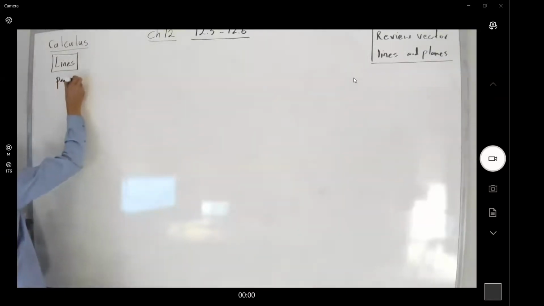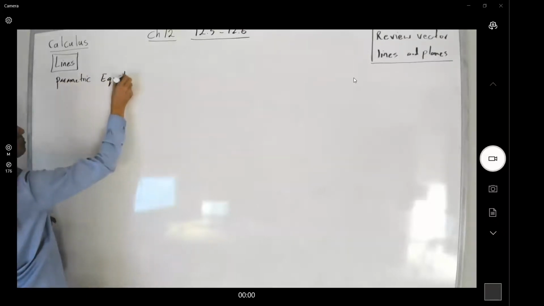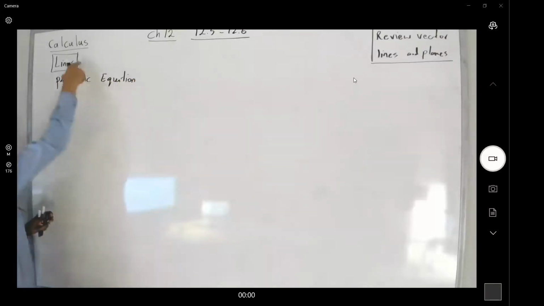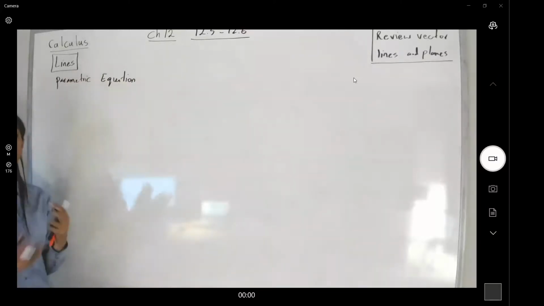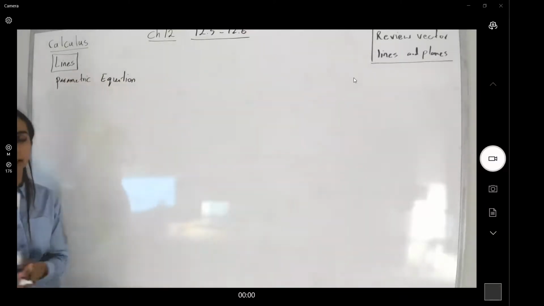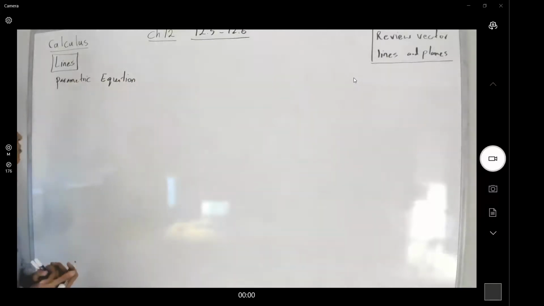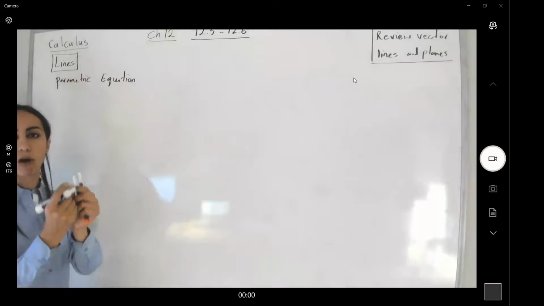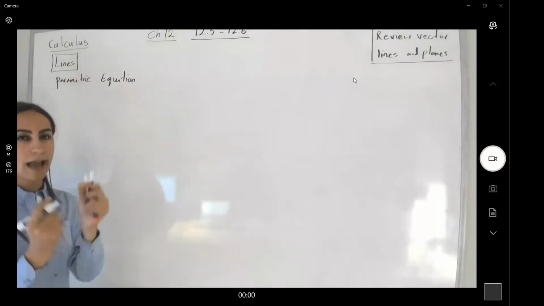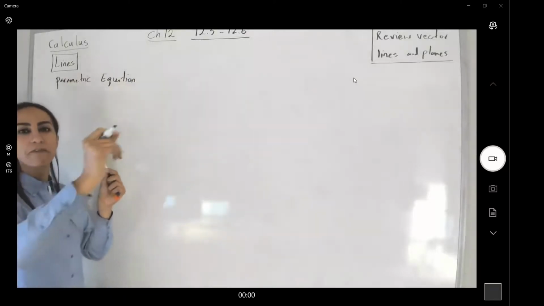Parametric equation. When you're talking about lines and we're talking about the parametric equation of the line, it means that you're introducing a parameter. Well, in this case, we need one point on the line, and also we need a direction vector.